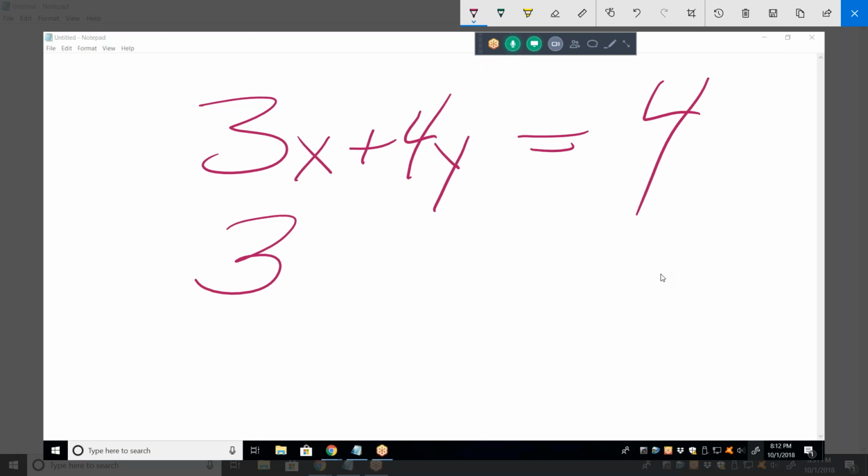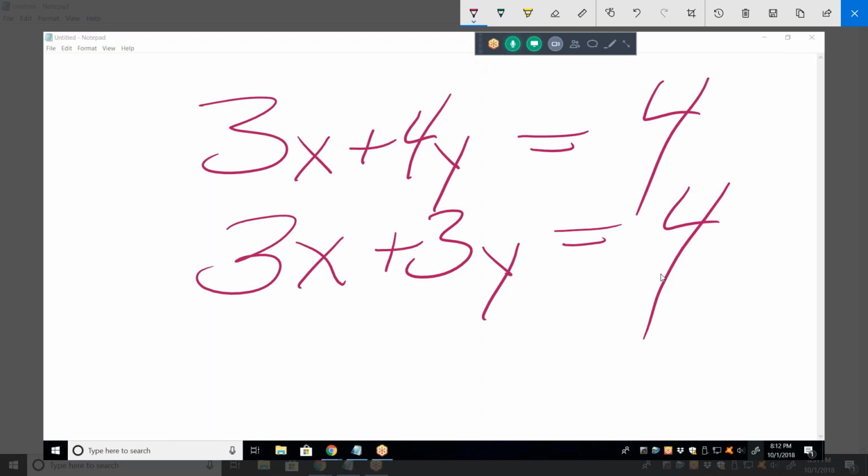If I have this, that's a different equation, right? Yeah, because there's nothing I can multiply equation 1 by to get equation 2. So I have two different equations. Now I can solve this.